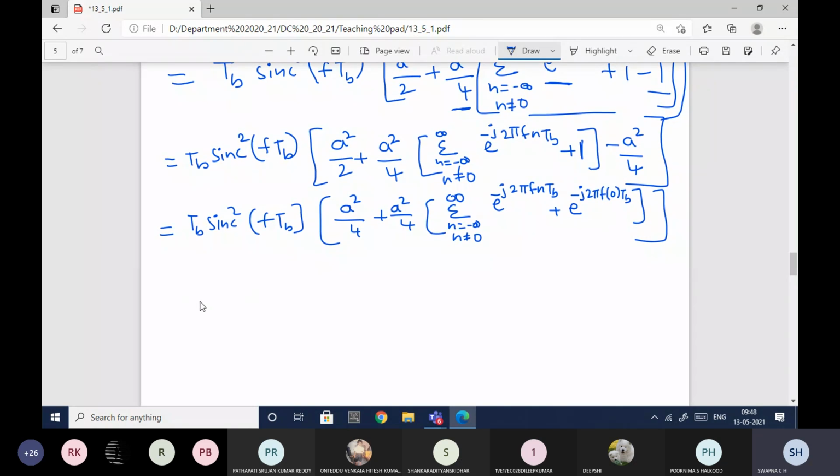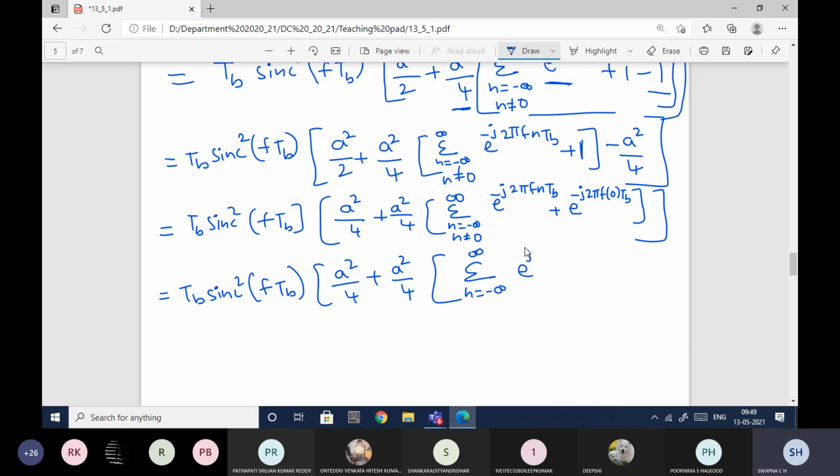You can ask me. So this is equal to Tb sinc square(fTb) into A square by 4 plus A square by 4. Here what I can do, see, this is also getting added to this, right? So I can include this n equal to 0 with this, so that it becomes summation n equal to minus infinity to plus infinity e power minus j 2 pi f n Tb. I don't think you people have doubt here. If you have any doubt, you can ask me.